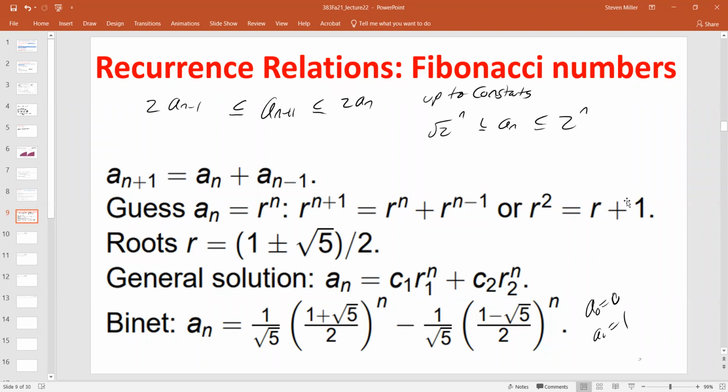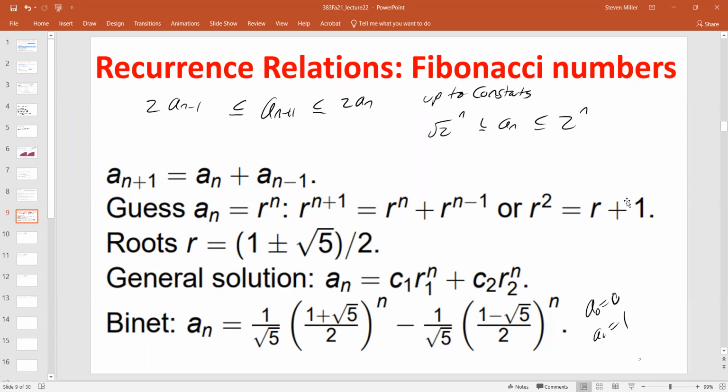A nice question is, what can you replace 5 by and 2 by? Because you've got divisions, you've got square roots. What can you replace those by and still keep it as an integer for every n? Beautiful formula. It means you can jump and calculate the nth Fibonacci number without calculating all the stuff in between.